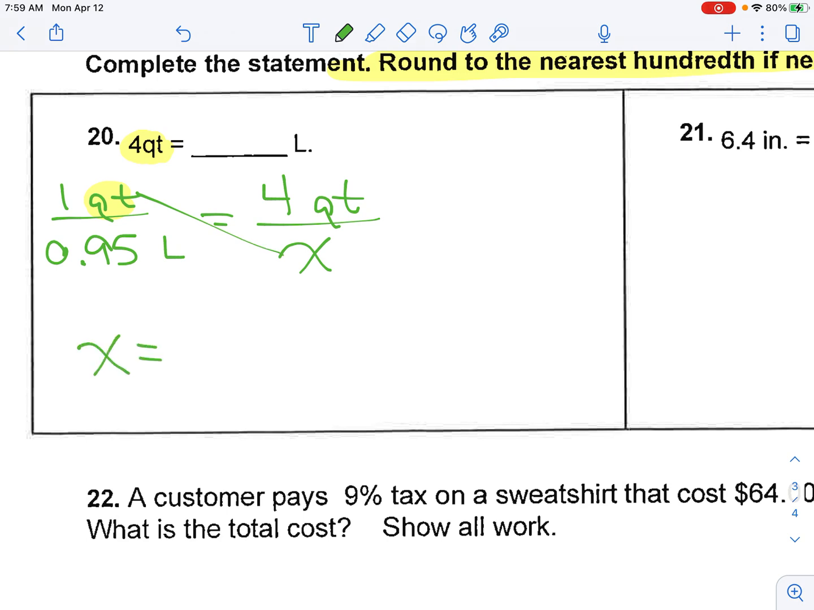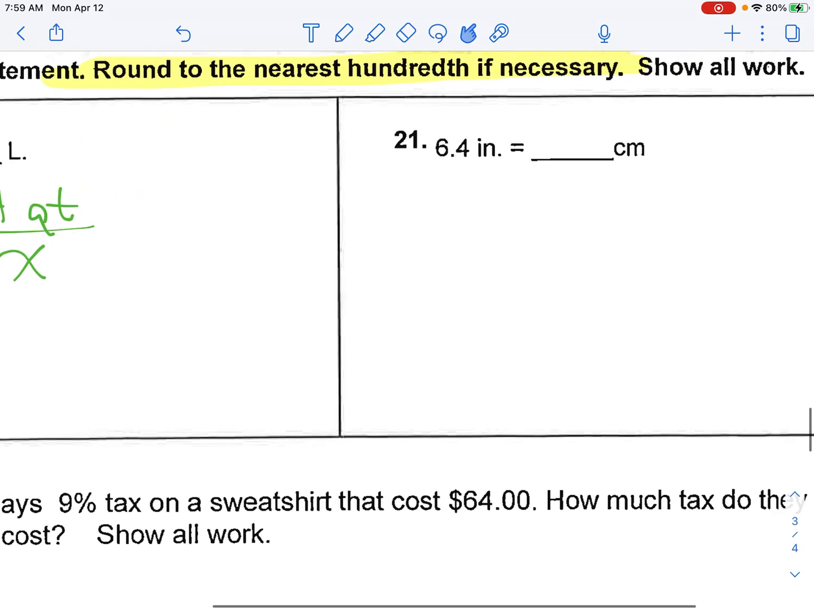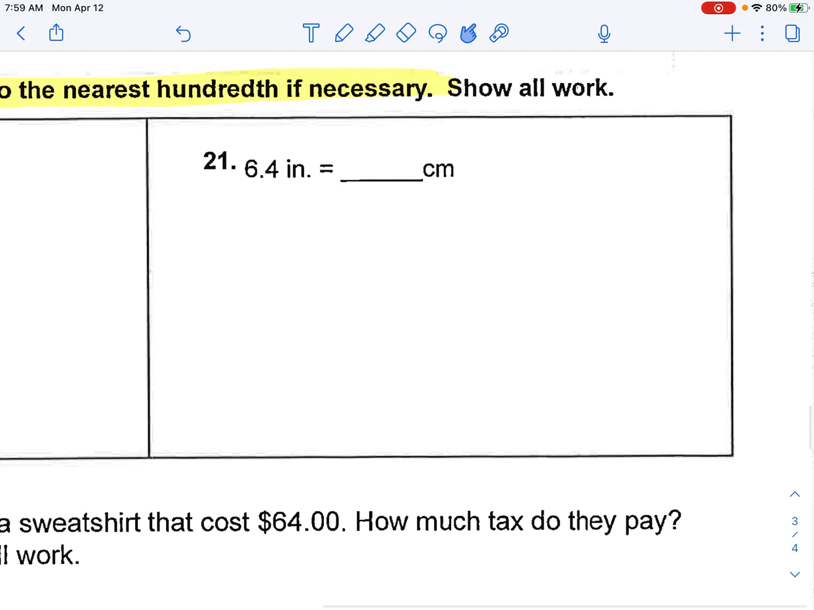Multiply cross products. 1 times X is X. Go to your handy dandy calculator. You are going to multiply 95 hundredths times 4. And that comes out to 3.8. Now, that only goes out to the tenths, so we don't have to round, right? Because we don't even have a digit in the hundredths or the thousandths place.